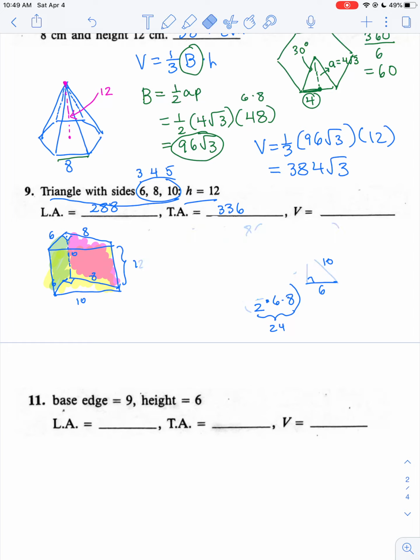And finally, we have volume as the last part of it, and the volume is equal to the area of the base times the height. Well, from the previous calculation on total area, we said the area of the base was 24. The height of this is 12, so 24 times 12, and we get 288 units cubed.